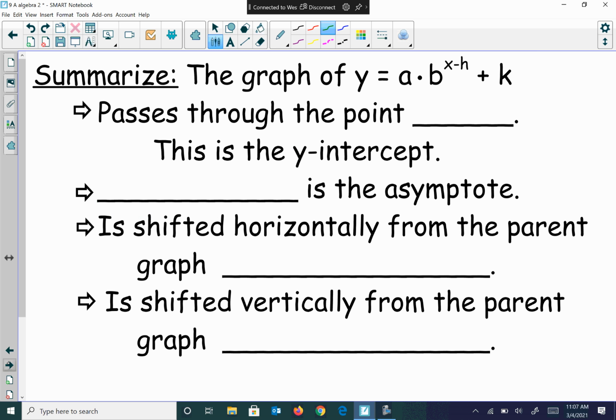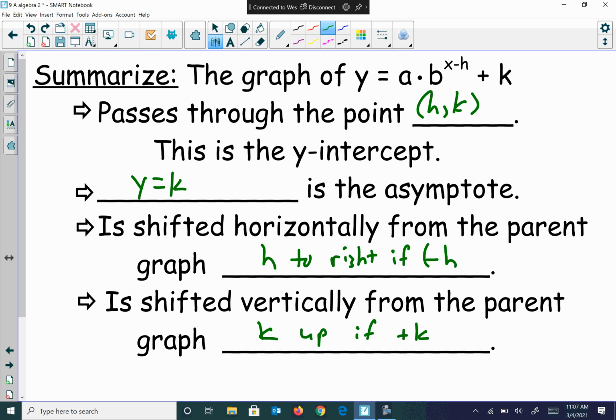All right, so the graph here passes through the point h comma k. And this is the y-intercept. In order to find the y-intercept, you're going to have an asymptote of y equals k, and it is shifted horizontally. So it shifts horizontally h to the right, being that it was negative h. And it shifted vertically k up if it's positive k.